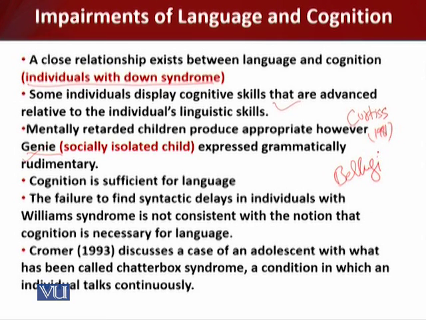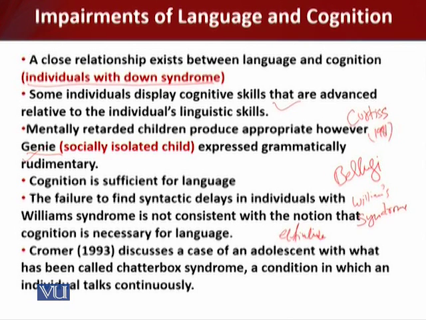et al. worked on this particular aspect and have studied individuals with Williams syndrome. Williams syndrome is a rare disorder that is characterized by an elfin-like facial appearance, mental retardation, and cardiac defects.